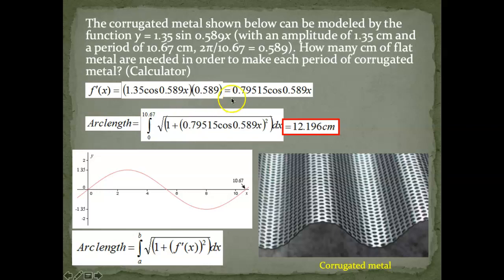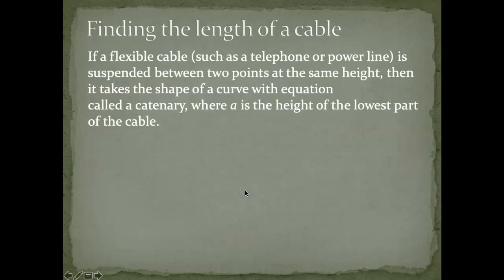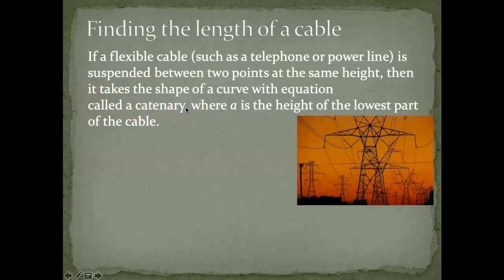So that's the amount of flat material that we need to make this corrugated metal. Okay, now let's find the length of a cable. If a flexible cable such as a telephone or power line is suspended between 2 points at the same height, then it takes the shape of a curve with an equation called a catenary, okay? Where A is the height of the lowest part of the cable.